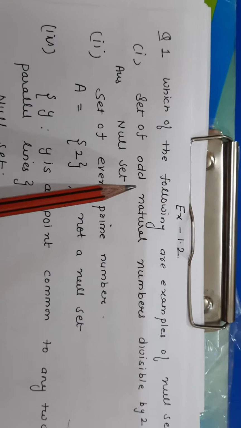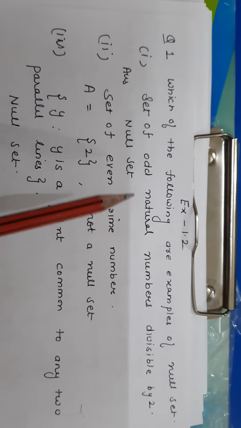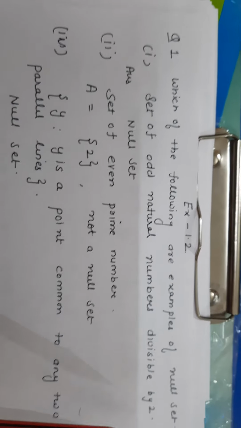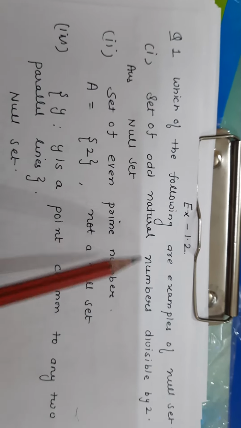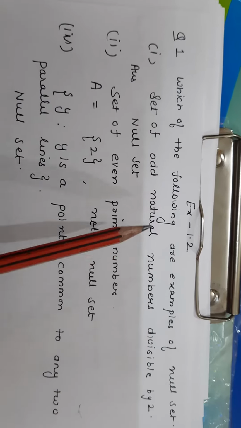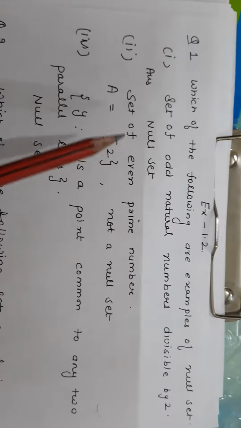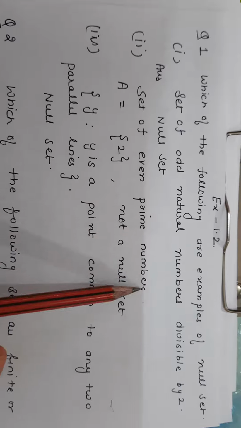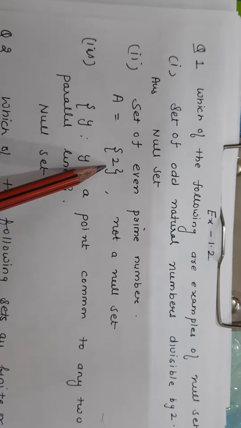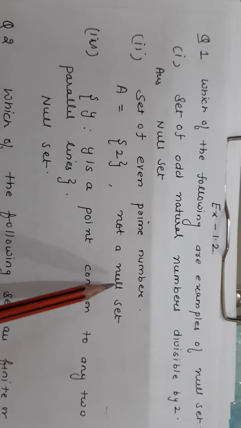First question from exercise 1.2. Which of the following are examples of the null set? Set of odd natural numbers divisible by 2. Now, we know that there is no odd natural number which is divisible by 2. That means this set does not contain any element. If it does not contain any element, this is going to be an example of a null set. Next, the set of even prime numbers. There is only one even prime number, which is 2. So this set contains one element, so this is a singleton set. That means this is not a null set.